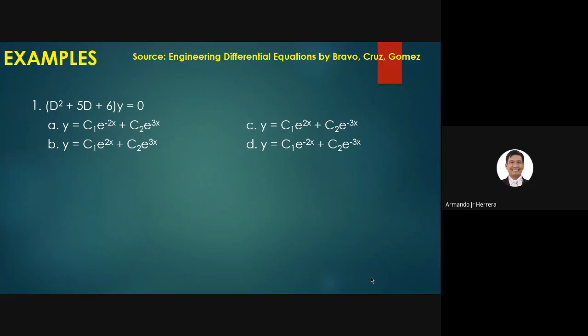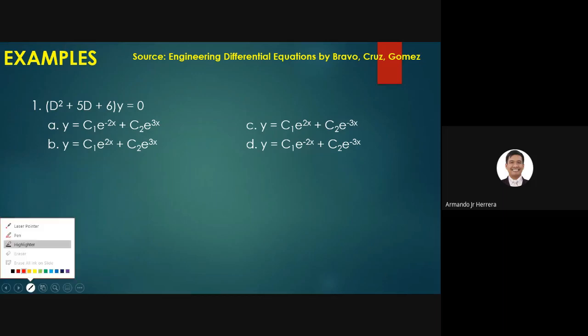Okay, so let us try to solve examples. So, kailangan lang ma-identify natin yung mga factors. So, this is just the same as that example na ginawa natin sa reduction of order. So, proving na tama yung sagot natin.